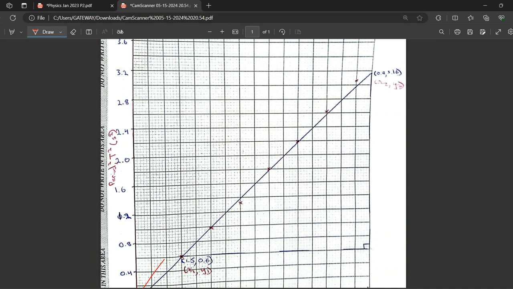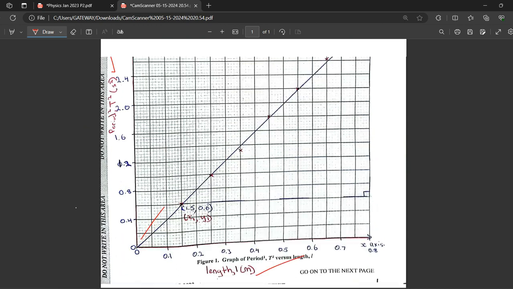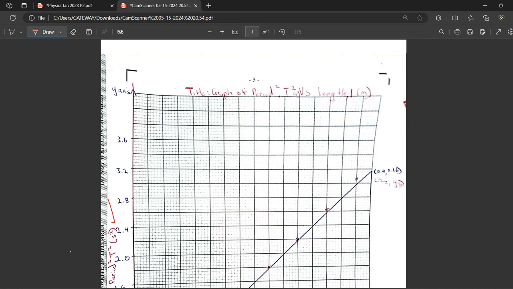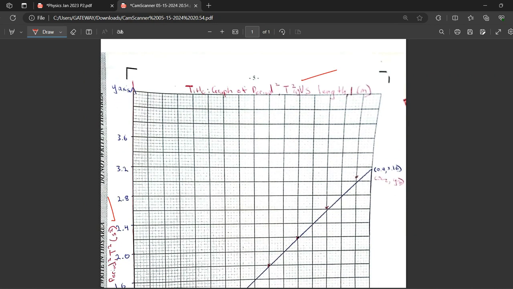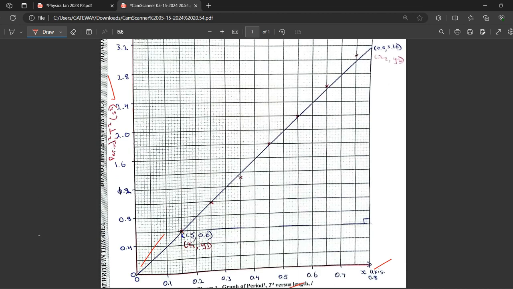You have to label your y and your x-axis. So notice I put period, comma, t squared, and I put the units, seconds squared. You get marks for that. Length, comma, the letter representing the symbol for length, which is L, unit in brackets, meters. You get marks for that. Right? Title, I put that as well. Y-axis, I put that. X-axis, I put that. Right. Now it's just to plot your points.